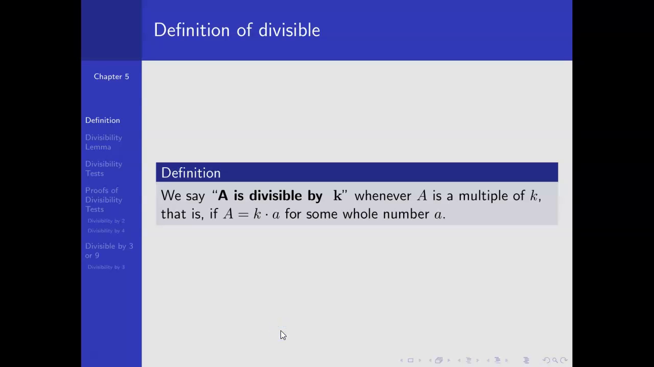All right, our definition comes first. We say A is divisible by K whenever A is a multiple of K. In other words, A is equal to K times some whole number, little a.